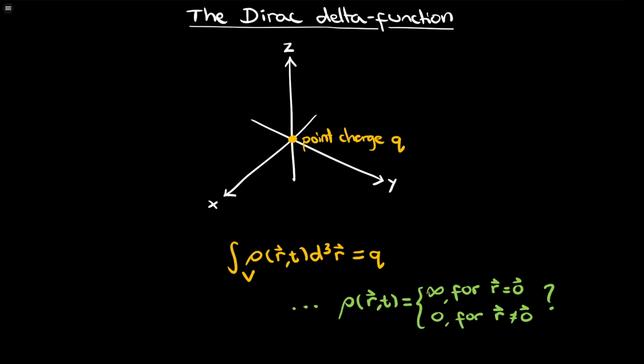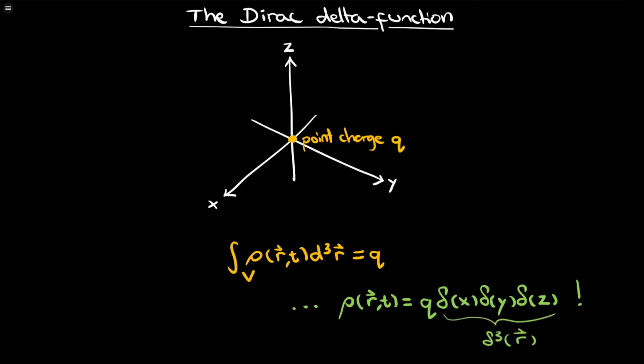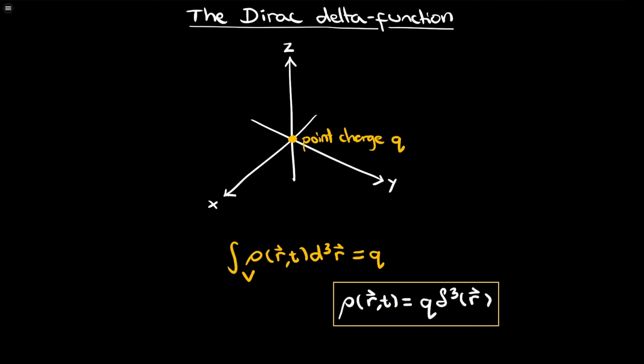How about we just consider the product of three Dirac delta functions, one for each coordinate axis, where we also multiply by q to ensure that the volume integral will come out as q, not 1. We also see that, correctly, the only place where the charge density has a non-zero value is at the origin. We will rewrite this product as delta cubed of r vector. We use this notation exclusively for the three-dimensional delta function relating to the Cartesian triplet xyz, as written here. And so, we suppose that this is the charge density distribution for a point charge q at the origin.